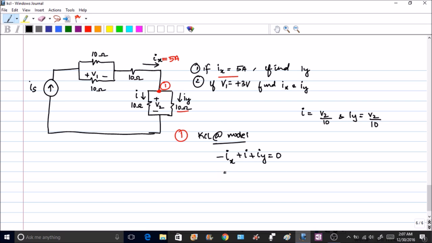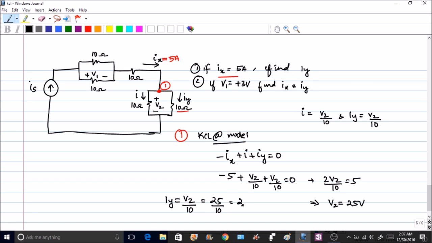So now what is the value of Ix? It is minus 5 plus V2 divided by 10 plus V2 divided by 10 equal to 0. Alright, so you get 2V2 divided by 10 is equal to 5, and that means V2 we will be getting as 25 volts. Right? Now, clearly from the circuit you can see that Iy is equal to V2 divided by 10. Therefore, it is 25 by 10. It is 2.5 amperes. Okay.